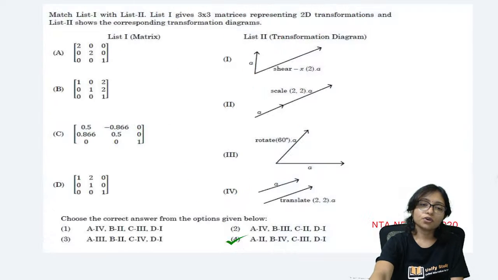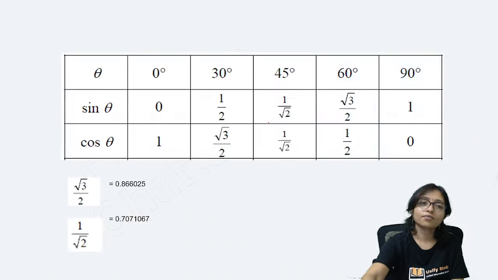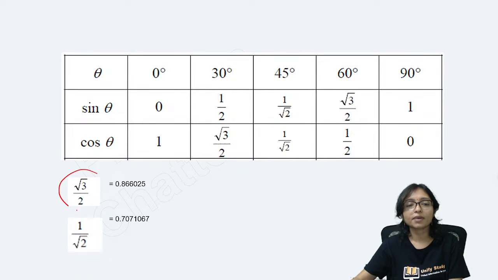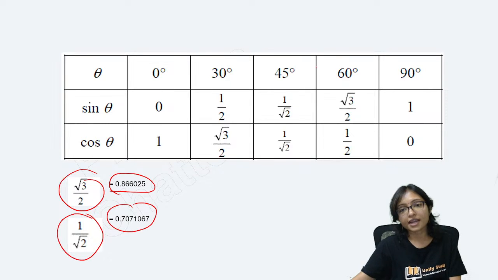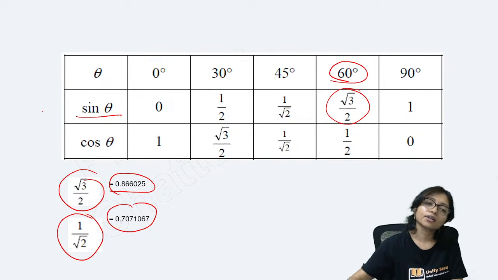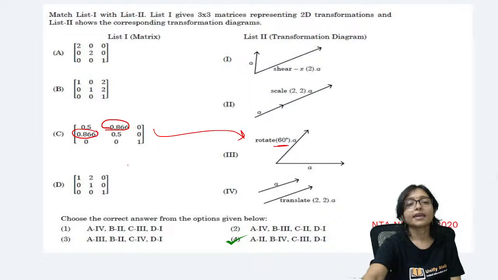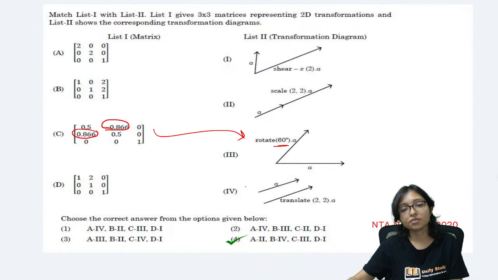Yes, here option 4 will be the correct answer, because this type of values are possible only in the rotation. When there is the rotation 60 degree, then this type of values are coming, because root 3 by 2, 1 by root 2 is 0.86 and 0.7. Right, here the sine 60 degrees is root 3 by 2, and cos 60 is 1 by 2, but 0.8 this type of values are possible here in rotation only. So C will be with 3.